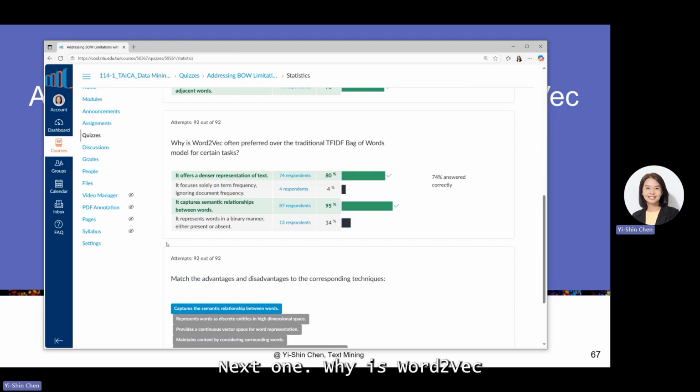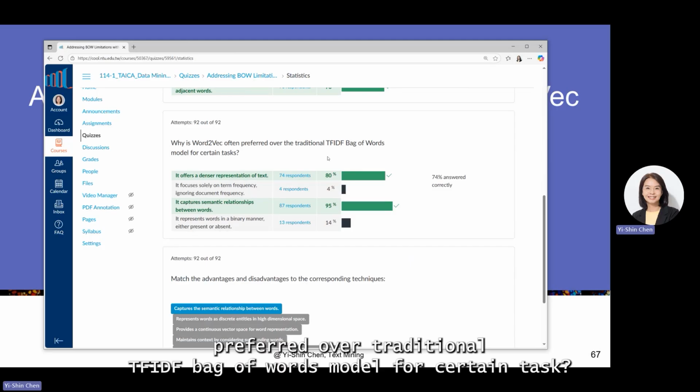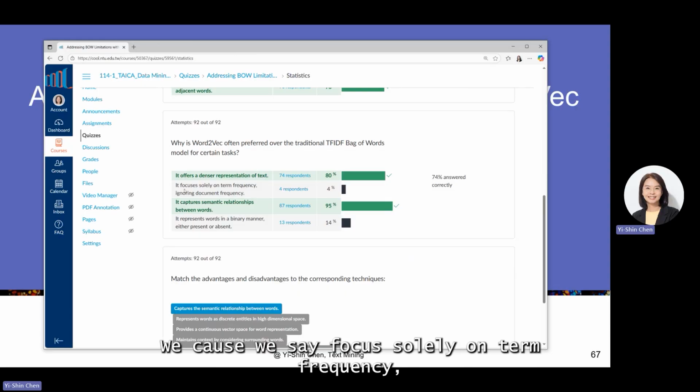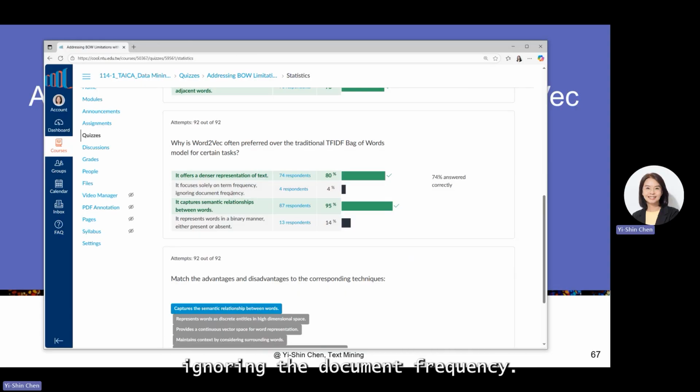Okay, next one. Why is word2vec often preferred over the traditional TF-IDF bag-of-words model for certain tasks? First, because it's a dense representation, so you can reduce the possibility of suffering from the curse of dimensionality. Okay, the second one was not right because it says to focus solely on term frequency, ignoring the document frequency.